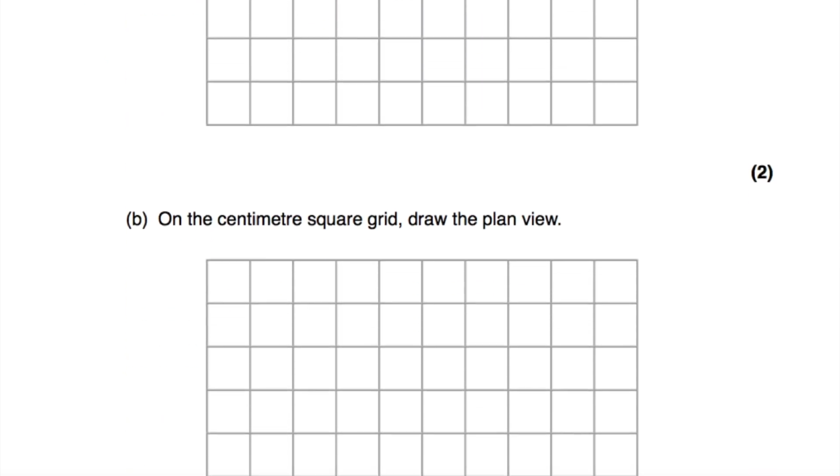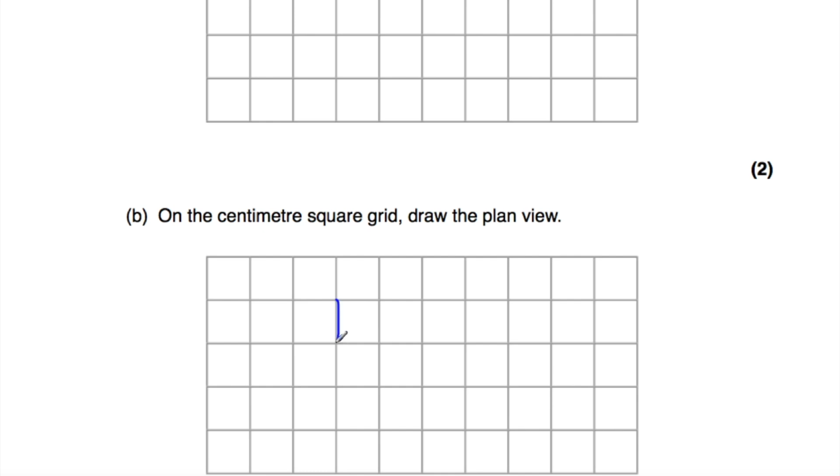So it looks something like this. So 1 down, across 3, up 1, across 3, and then a line down there, just because that bit was a bit higher than that bit. And that's it, that's the plan view.